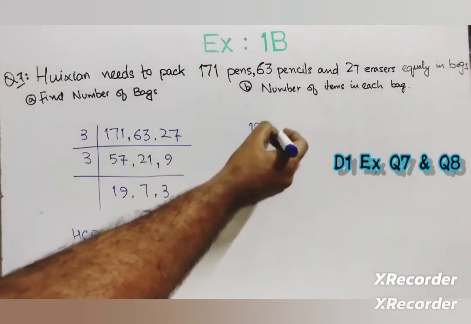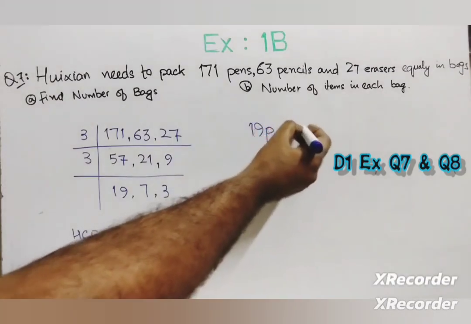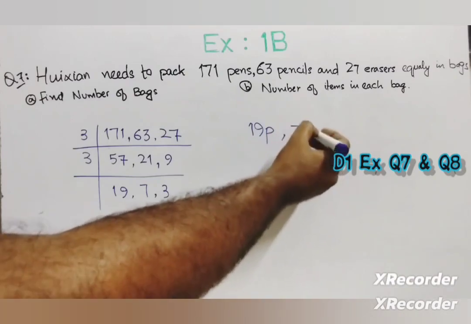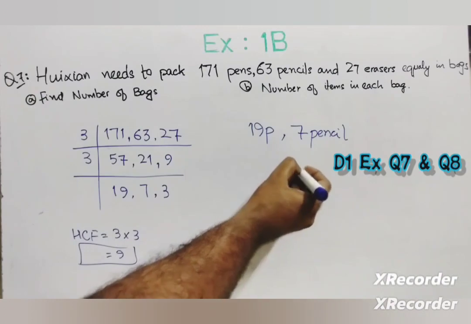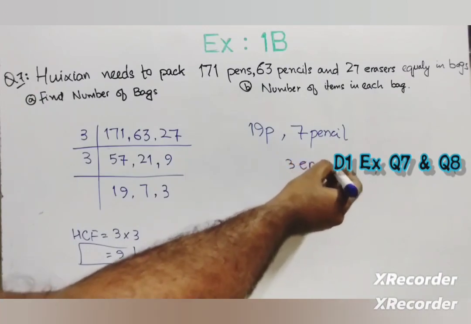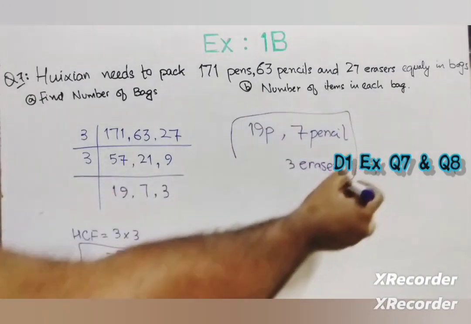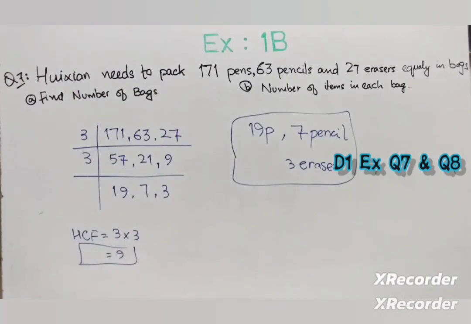Each bag will have 19 pens, 7 pencils and 3 erasers. That is our answer to the second part.